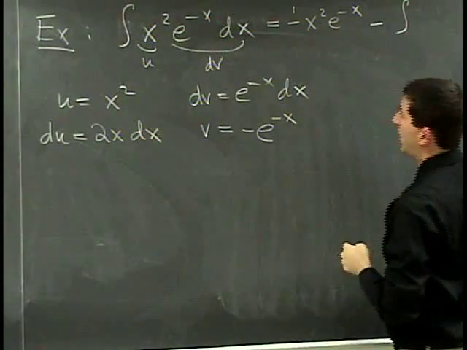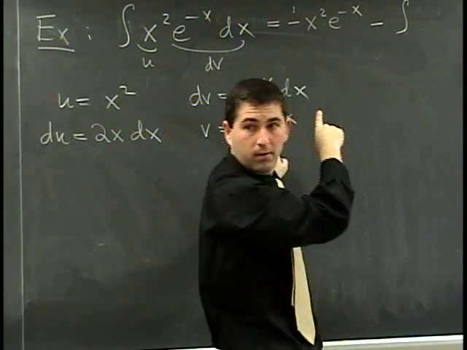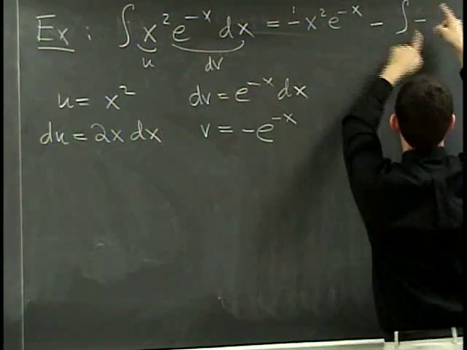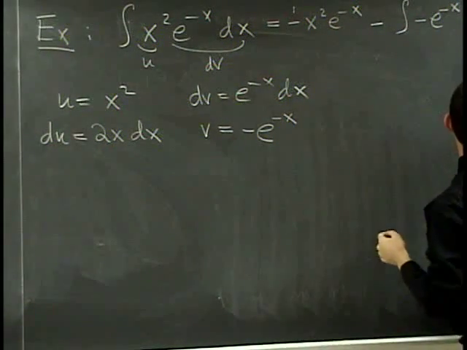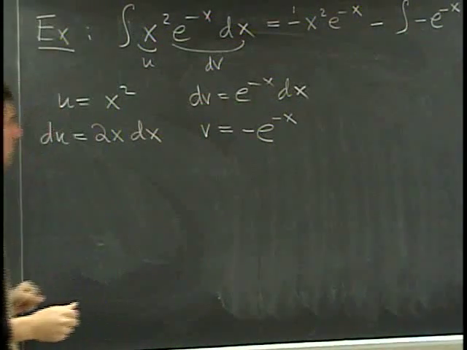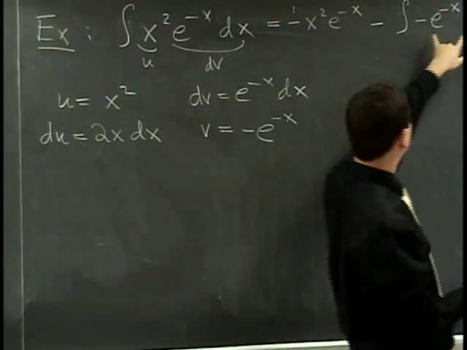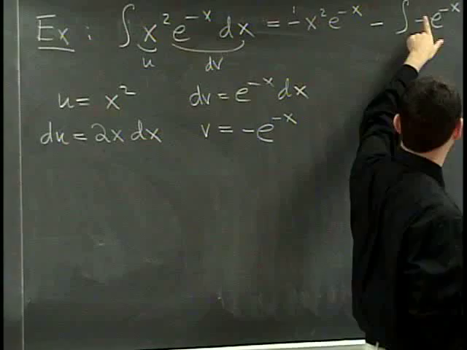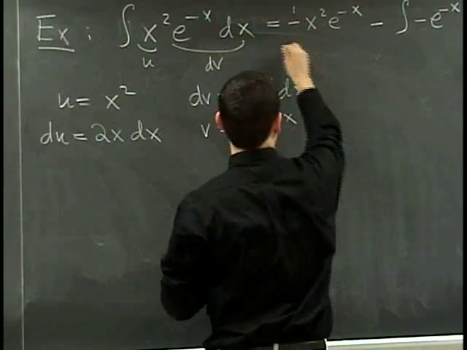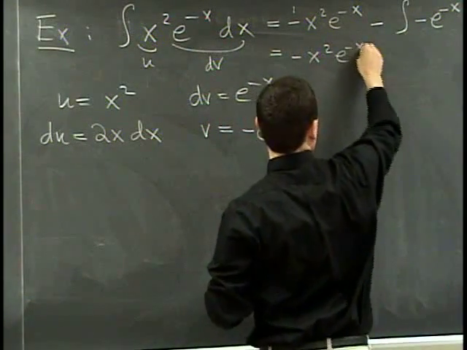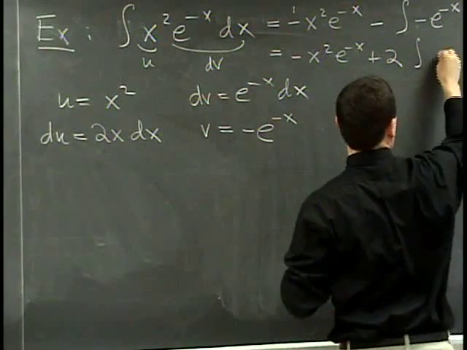Minus the integral of v du. So v is minus e to the minus x. Well, I'll just pull the minus out front in the next step. So minus e to the minus x times du, which is 2x dx. Okay, so let's simplify this integral a little bit. I have a minus and I have a 2, so I can pull those out front. So this becomes minus x squared e to the minus x, and then the minus 2 comes out and gets plus 2, integral of x e to the minus x.